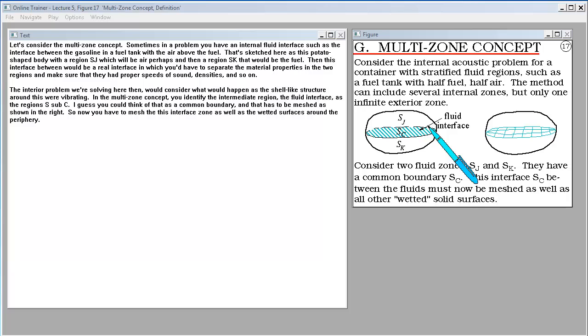The interior problem we're solving here would consider what would happen as the shell-like structure around this were vibrating. In the multi-zone concept, you identify the intermediate region, the fluid interface, as a region S sub C. I guess you could think of that as a common boundary. And that has to be meshed as shown on the right. So now you have to mesh this interface zone as well as the wetted surfaces around the periphery.